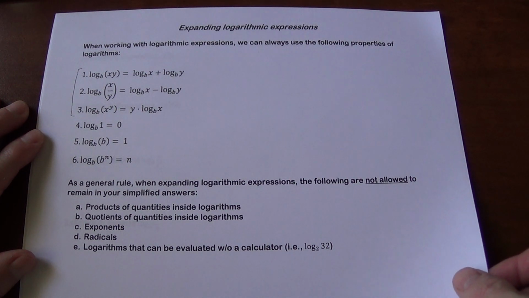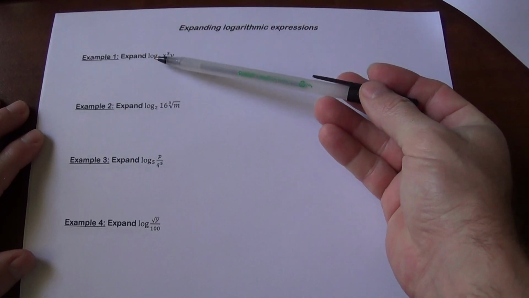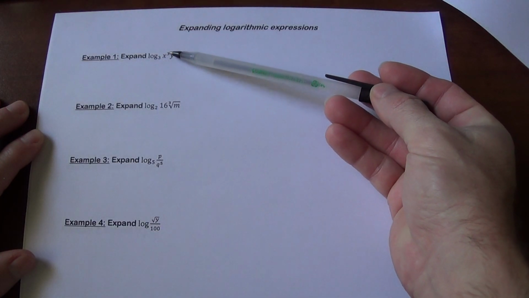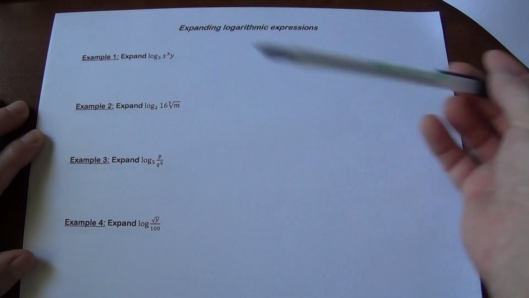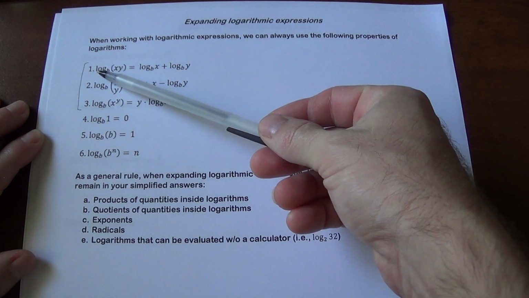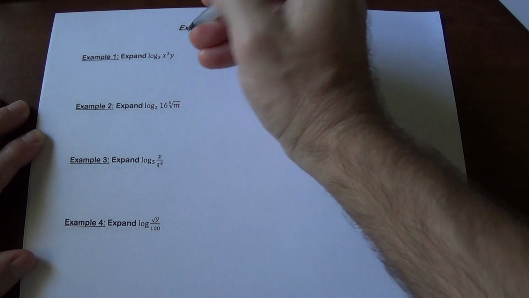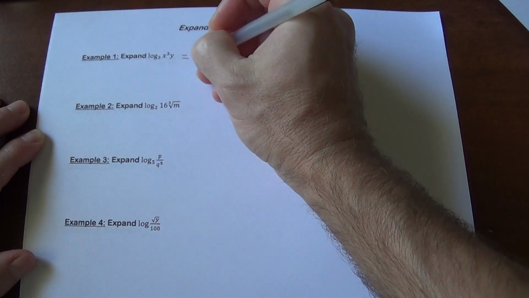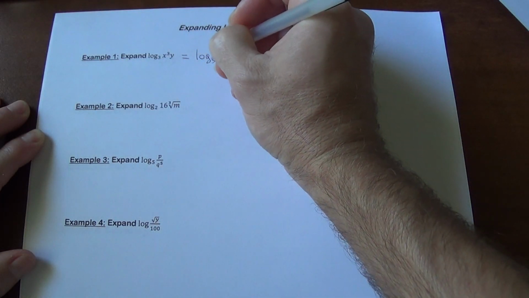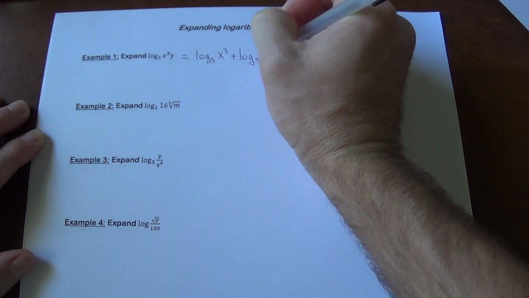what properties we're using. So the first example is log base 3 of x cubed y. X cubed y, a product of the two. For a product, we're going to use this property that tells you if you have a log of a product, we're going to write it as the sum of two logarithms. So we're going to first write that as log base 3 of x cubed plus log base 3 of y.